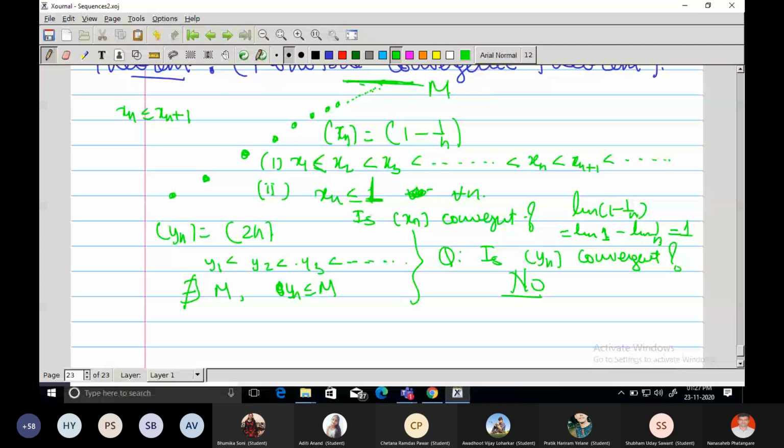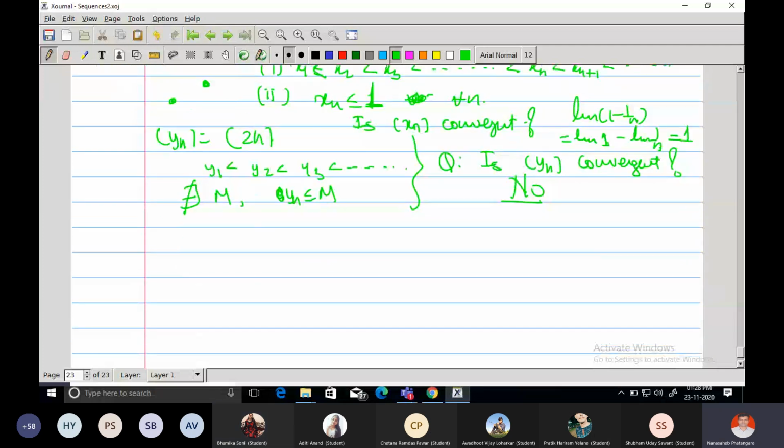Why is this happening? The first one is having an upper bound. Yes, because the tendency of the first sequence is increasing, the tendency of the second sequence is also increasing, but for the first sequence there is somebody who can stop them, but for the second sequence there is nothing which can stop the sequence yn, right? That is the difference, right? And therefore the first sequence is monotonic increasing and bounded above, and the second sequence is monotonic increasing but not bounded above. That is the difference, correct?